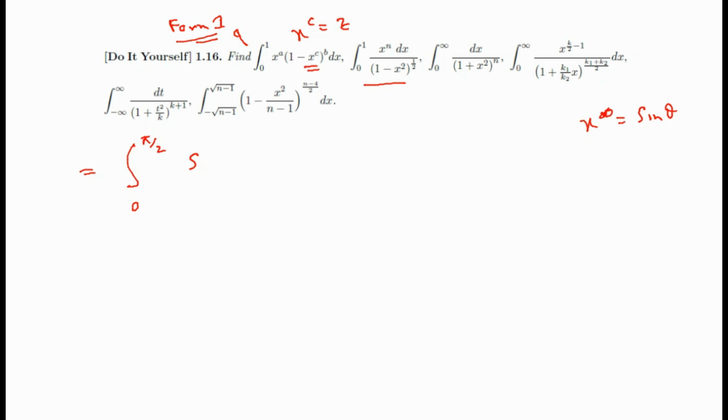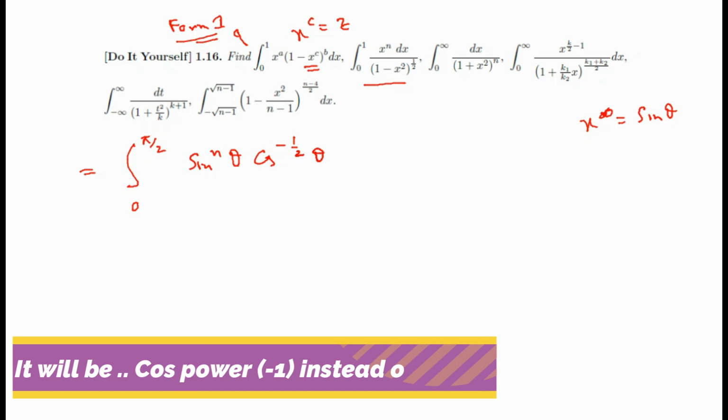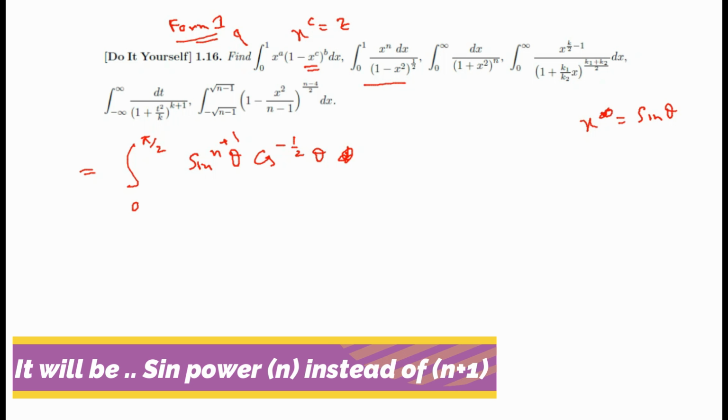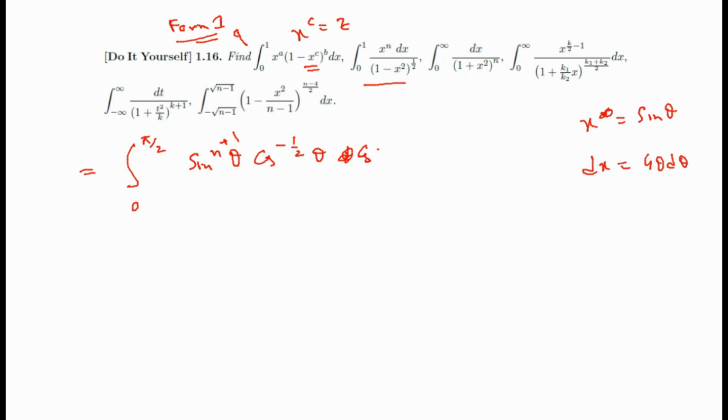and sine to the power n theta, and this is 1 minus x square, that means cos square, so cos power minus half theta into sine theta, so n plus 1 d theta, and dx is there, so dx equal to cos theta d theta. Now this is actually form 3, and easily solve the problem.